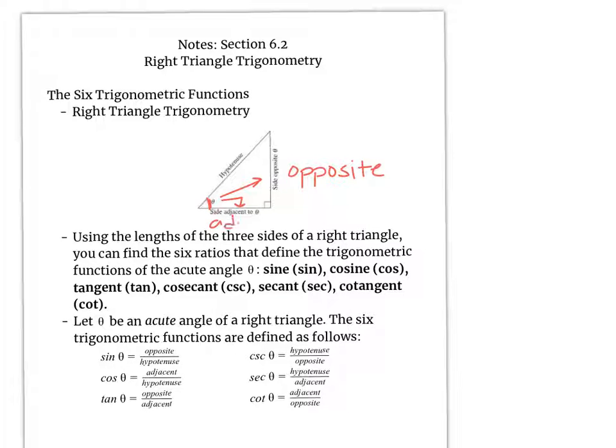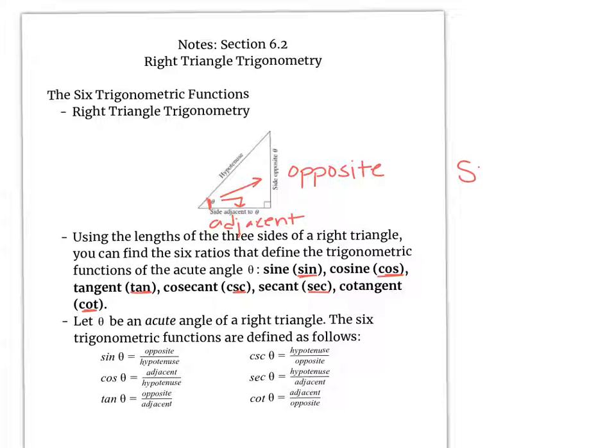The side adjacent to theta would just be adjacent. Using these lengths of the three sides of the triangle, we can find the 6 trigonometric functions by looking at ratios. Our 6 functions are sine, cosine, tangent, cosecant, secant, and cotangent. I've given you their abbreviations so that you can become familiar with them. The ratio for sine is always opposite over hypotenuse. Cosine is adjacent over hypotenuse, and tangent is opposite over adjacent.